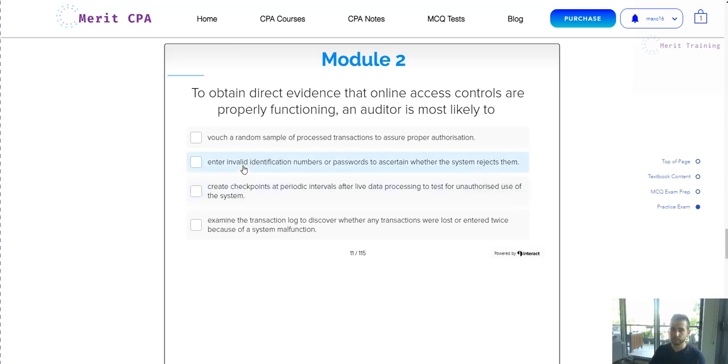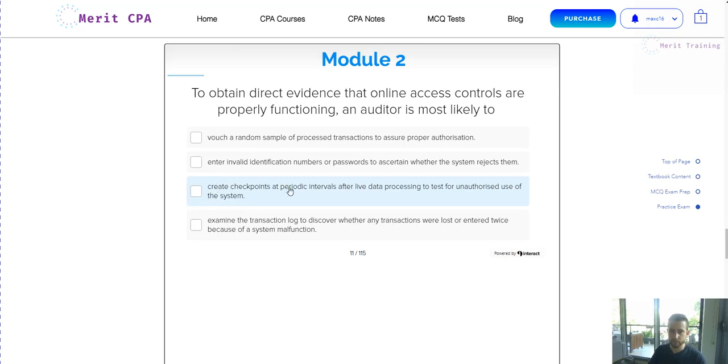Now the second one is enter invalid identification numbers or passwords to ascertain whether the system rejects them. So that would be a good direct way of checking it, because the auditor, as I mentioned before, is checking it themselves. They're logging on, they're typing in the data. Right? So this one is probably the correct answer, but let's check the other ones just in case.